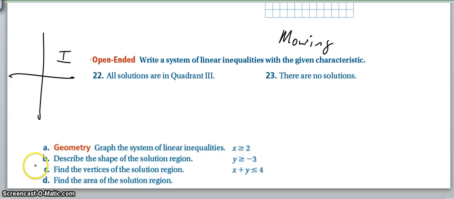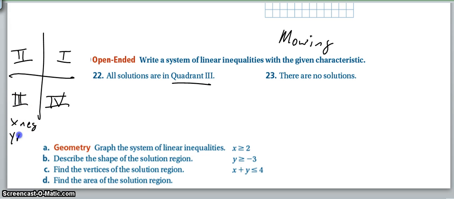So if we look at 22, trying to find all solutions that are in quadrant 3. Well, to talk about that, we'd need to talk about where is quadrant 3 again. Most people can remember that the quadrant where the positive x and positive y, that makes our quadrant 1. But then what throws some people off is we go counterclockwise. This becomes quadrant 2. This becomes quadrant 3, and this is our quadrant 4. So quadrant 3 down here is where my x is negative and my y is also negative.